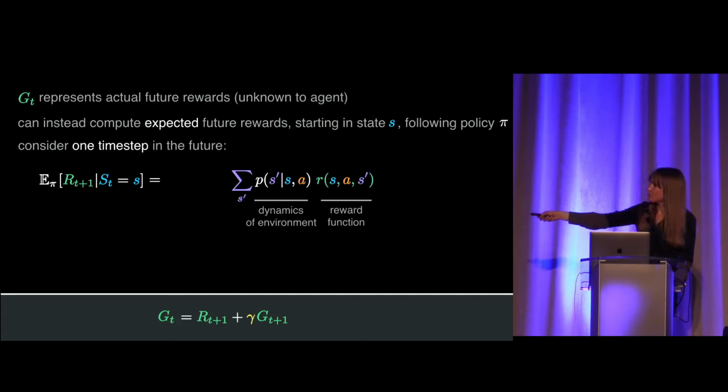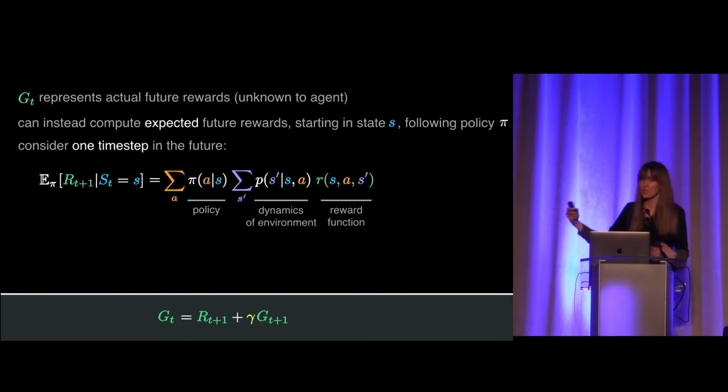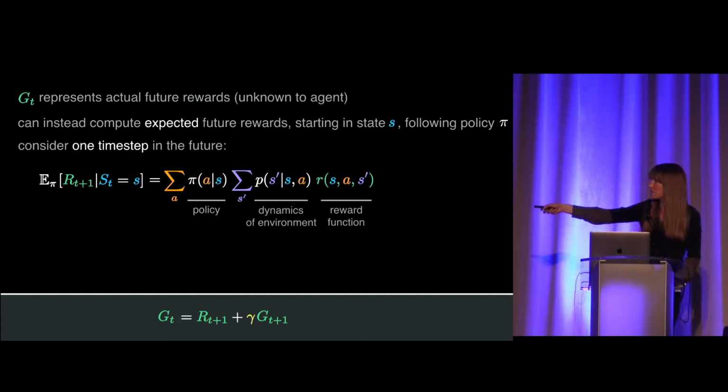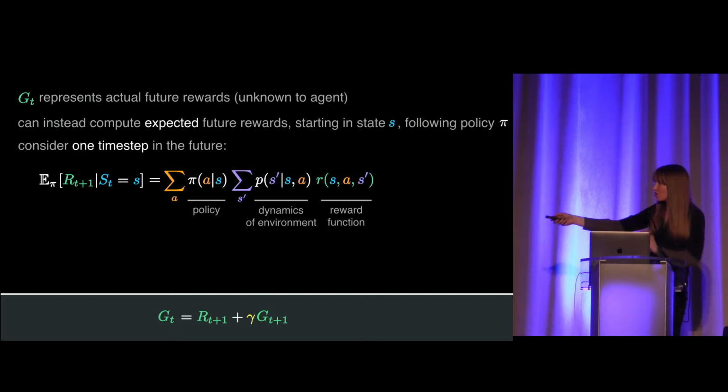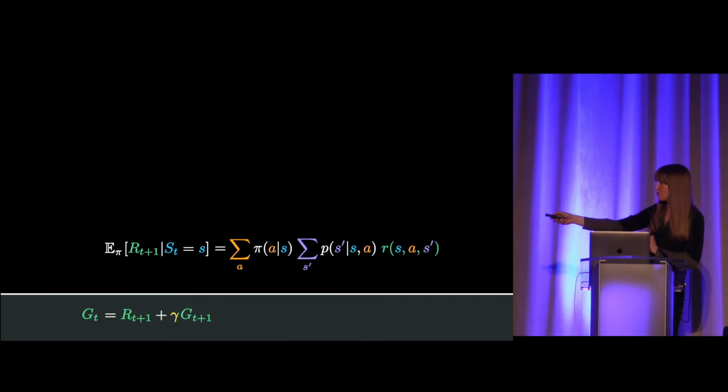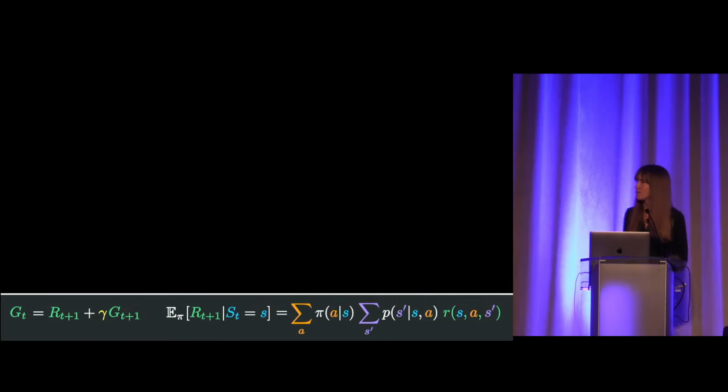Now we can weight all of this by the probability that we would take an action a from state s. Again, we don't know action a, so we can sum over this. And in this way, we can compute the expected reward that we would get one time step into the future. All right, we're also going to use this relationship, so I'm going to set this below for right now.